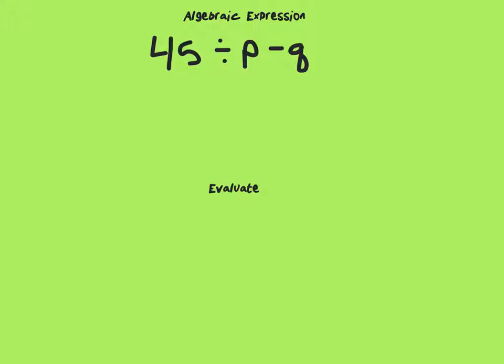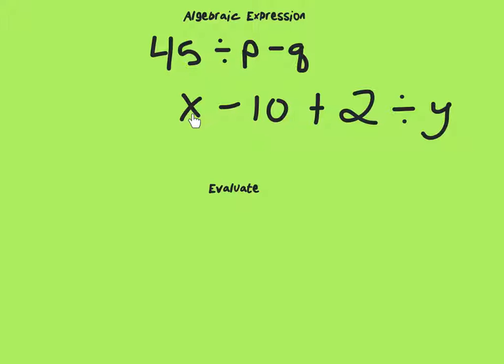Here's another algebraic expression. We could say x minus 10 plus 2 divided by y. That's an algebraic expression because you have a variable, two variables, x and y, no equal sign, so this is an algebraic expression. Once again, just to reiterate, that's going to be different than a numerical expression. That's just going to be numbers.